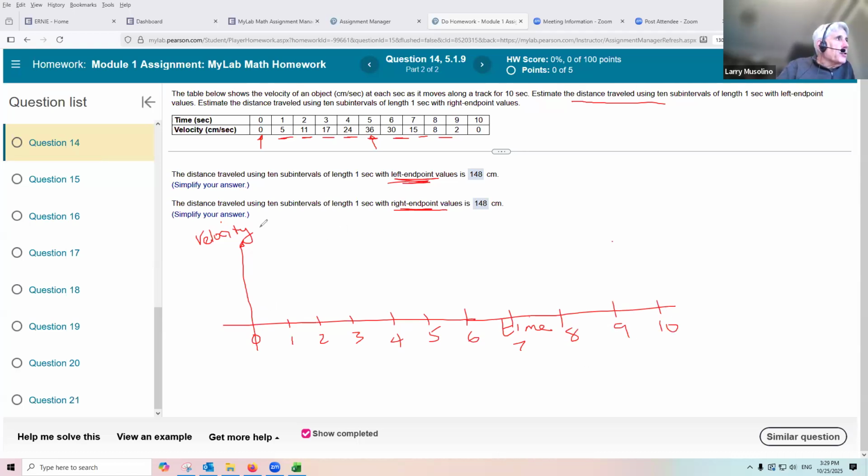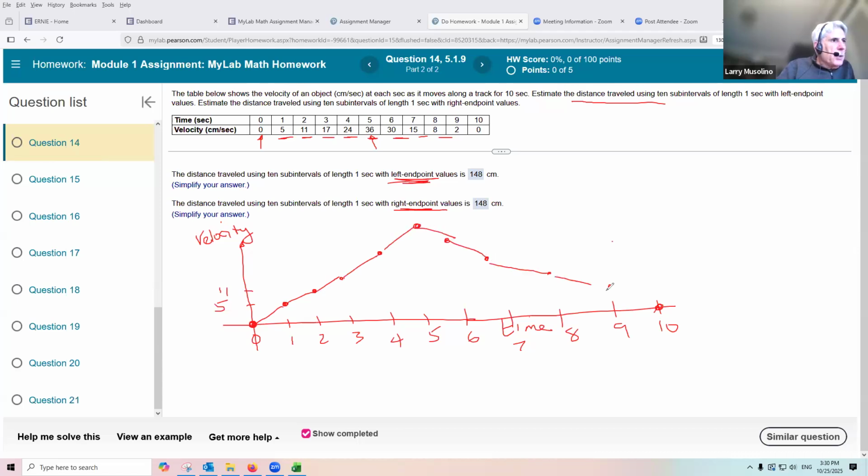All right, and if I was to draw the velocity here, it's 0 to begin with, then it goes up to 5, then it goes up to 11, then 17, then 24, 36 is the max, then it starts coming down, and so on. I won't graph this precisely, but I just want to get a sense. 8, 2, and 0. All right, well, let's say this is the graph.